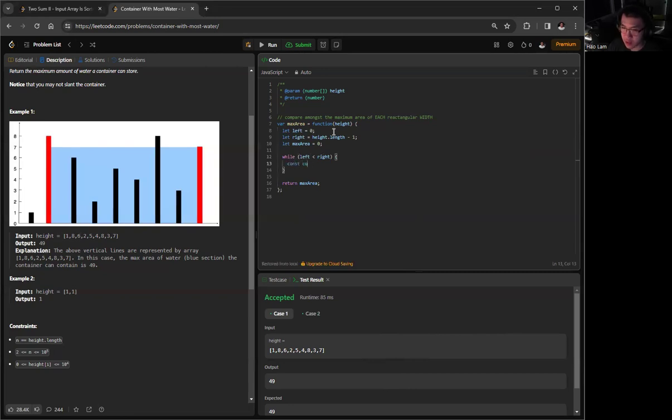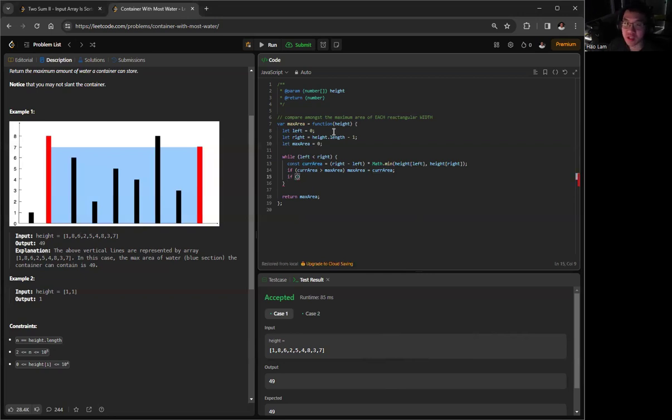And we're gonna calculate the current area equal to right minus left multiplied by the minimum height at the left and the right, right? So height at left, and the height at right. If the current area is greater than the max area, then the max area equals the current area. So now we update the max area, right?